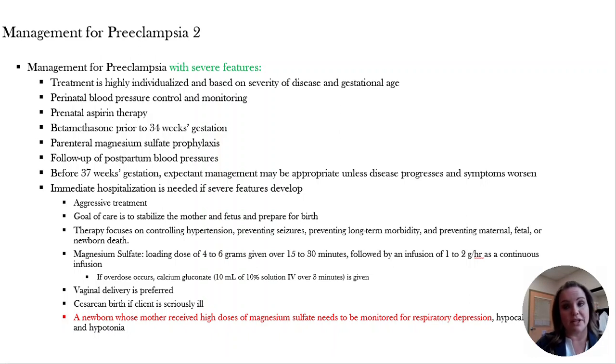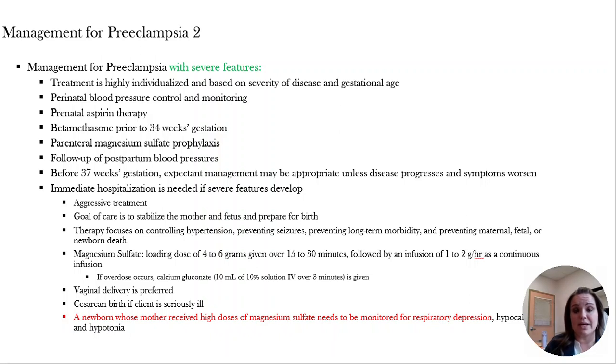Preeclampsia with severe features is managed much differently. Treatment is individualized based on the severity of the disease and the gestational age. A patient who is at the 24th week of their pregnancy will be managed a bit differently than a patient who is at the 35th week of pregnancy. We will give them antihypertensives. Labetalol is a good one. That's usually what they start with.